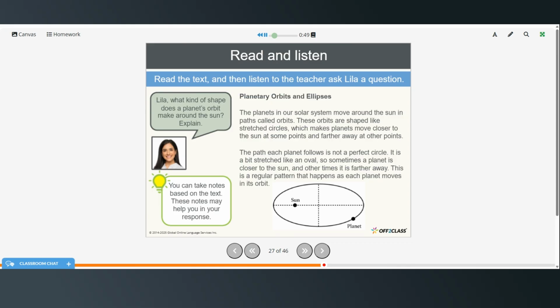The planets in our solar system move around the sun in paths called orbits. These orbits are shaped like stretched circles, which makes planets move closer to the sun at some points and farther away at other points. The path each planet follows is not a perfect circle. It is a bit stretched like an oval, so sometimes a planet is closer to the sun, and other times it is farther away. This is a regular pattern that happens as each planet moves in its orbit.